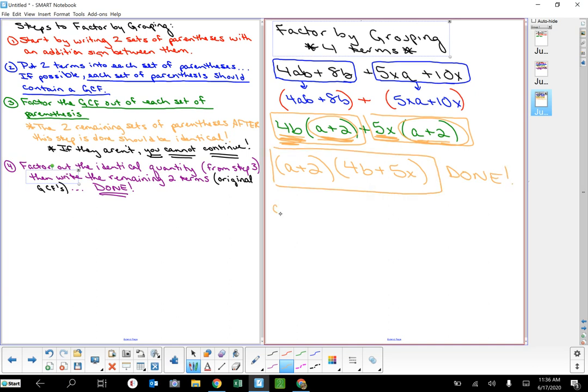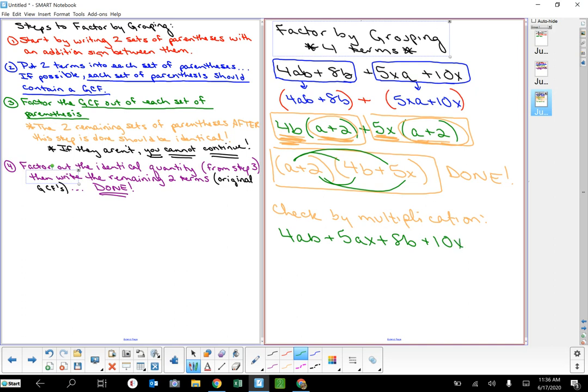Okay, remember that you can always check these by multiplication. And I'll just do one really quick for you. If I multiply this guy out, I get 4ab plus 5ax plus 8b plus 10x.